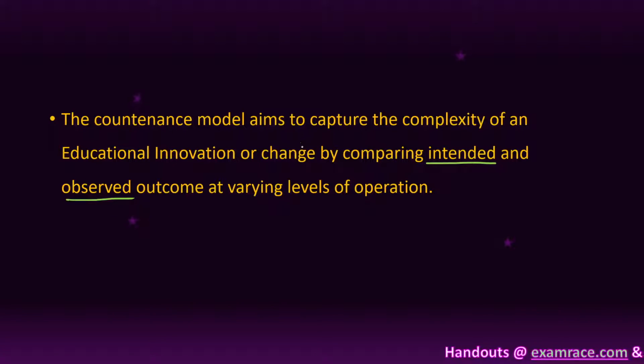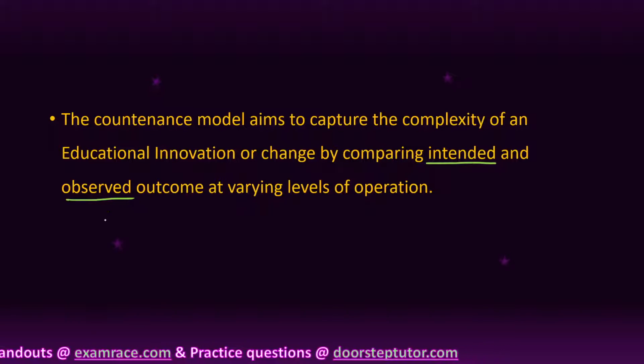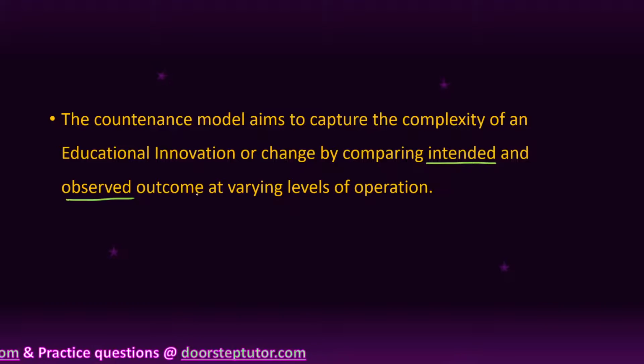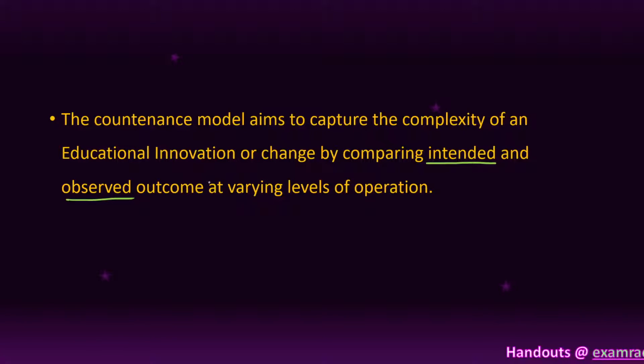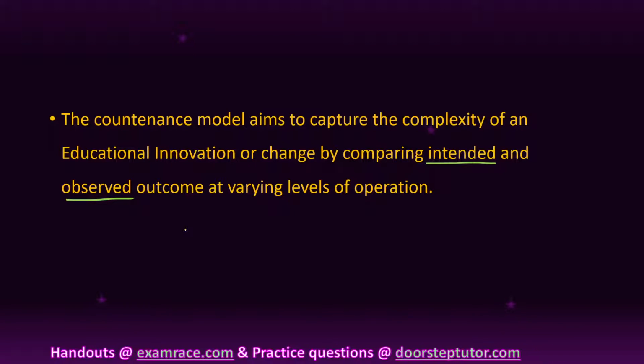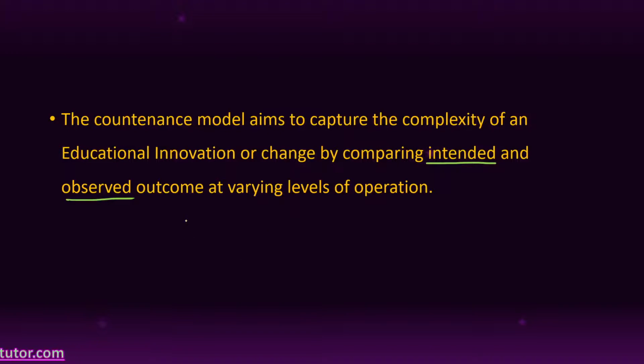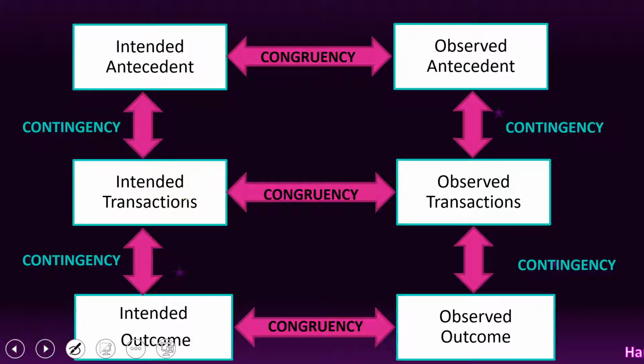So intended is planning. What planning you did: you planned that you want to understand this text model. And observed means what you actually achieved. Whether you achieved or not, whether you understood this text model or not, this is called the observed outcome. So this model is also called the intended and observed outcome model. There are many names of this model. The first one is the responsive model, the second one is the contingency model, and the third one is the intended and observed outcome model. Now we see this picture.